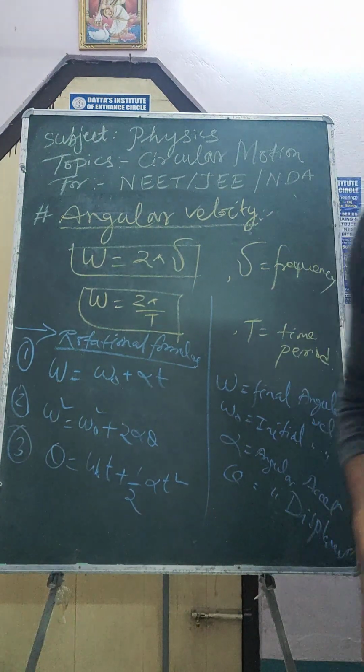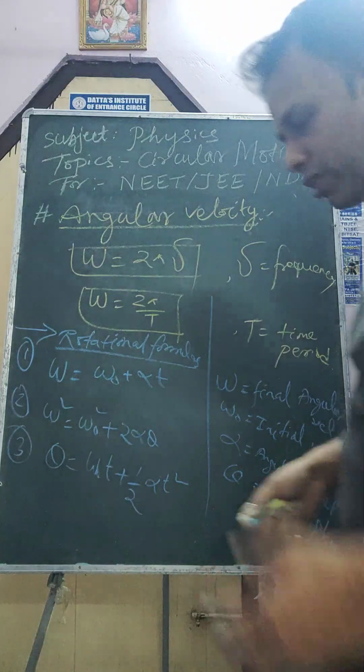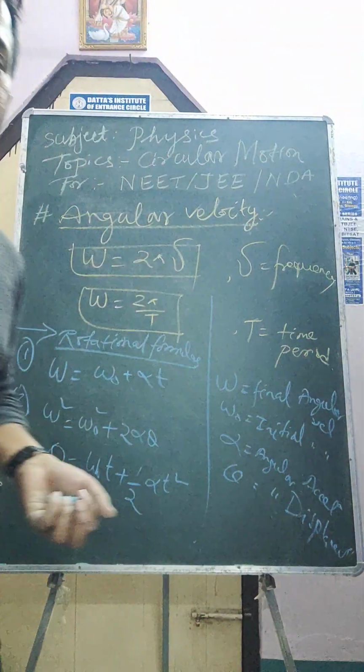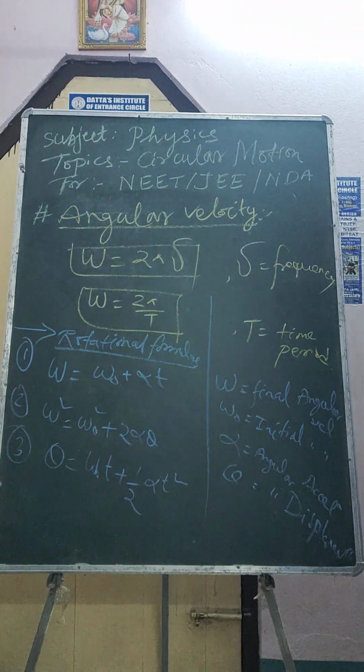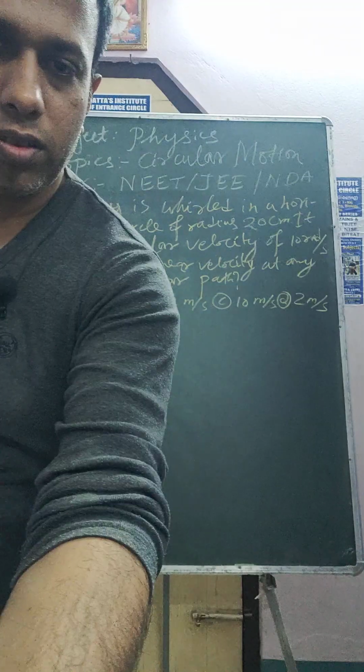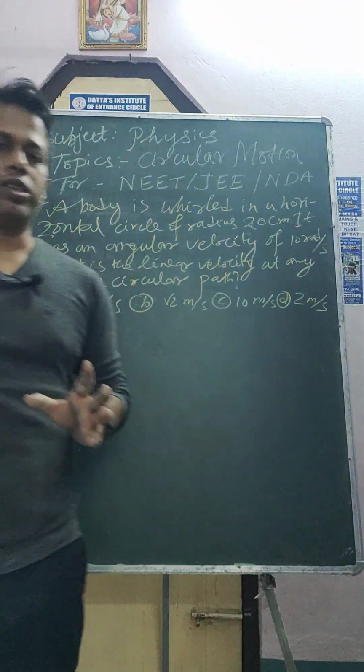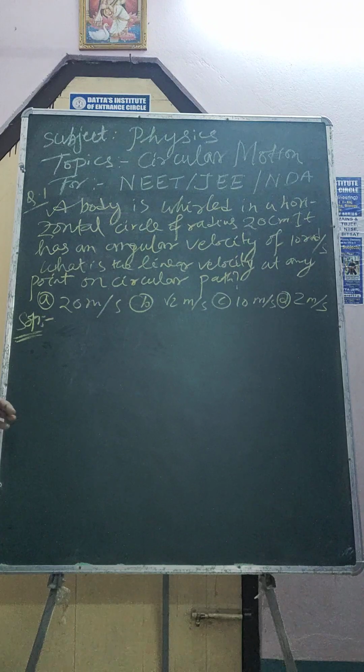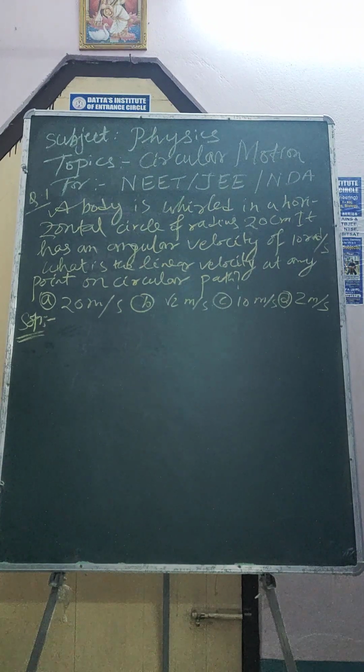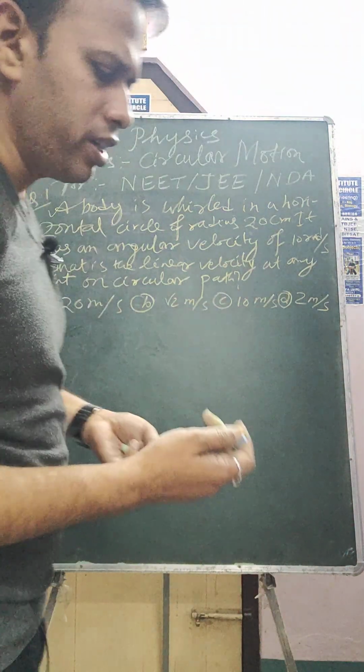Now we will do some previous questions from the section of NEET and JEE. So let's try. Now students, our first question is like this. A body is whirled in a horizontal circle of radius 20 cm. It has an angular velocity of 10 radian per second. What is the linear velocity at that point on the circular path? So what will be the linear velocity? Okay, so let's try.